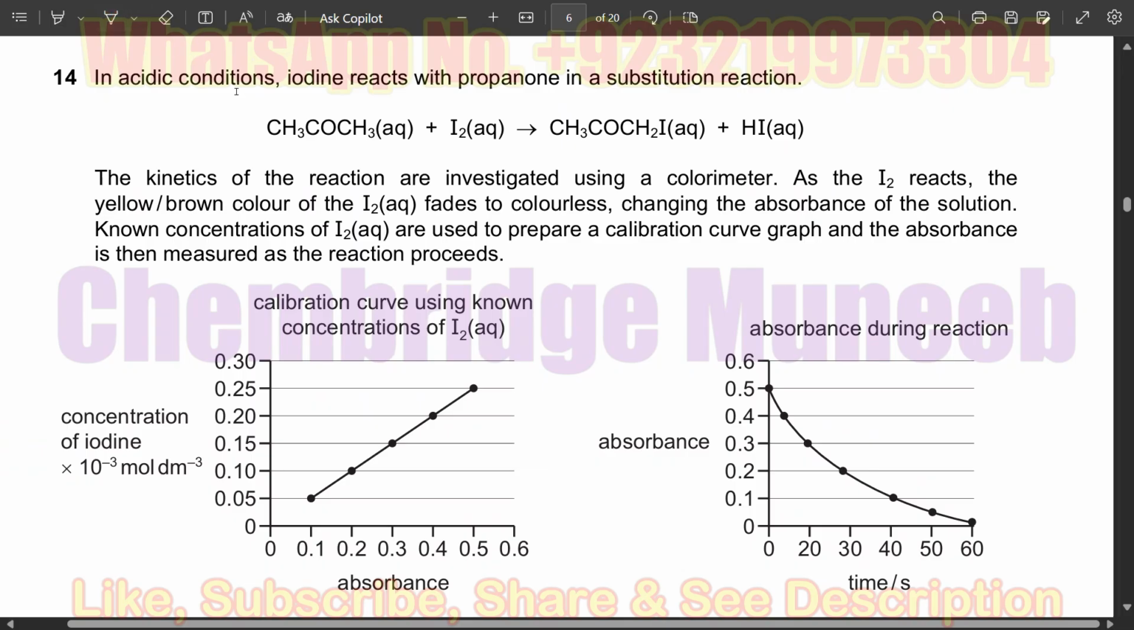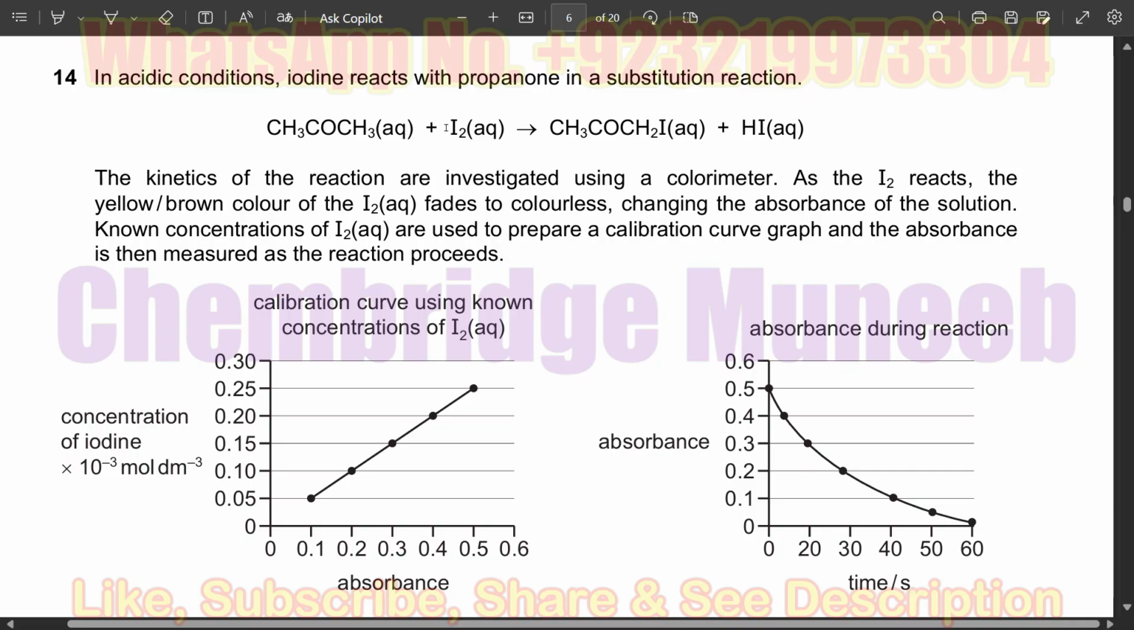In acidic condition, this is a reaction which is occurring. The kinetics of the reaction are investigated using a colorimeter. A colorimeter is a device which measures the color change. As iodine reacts, the yellow-brown color of the iodine fades to colorless, changing the absorbance of the solution. Known concentrations of iodine are used to prepare a calibration curve graph, and the absorbance is then measured as the reaction proceeds.